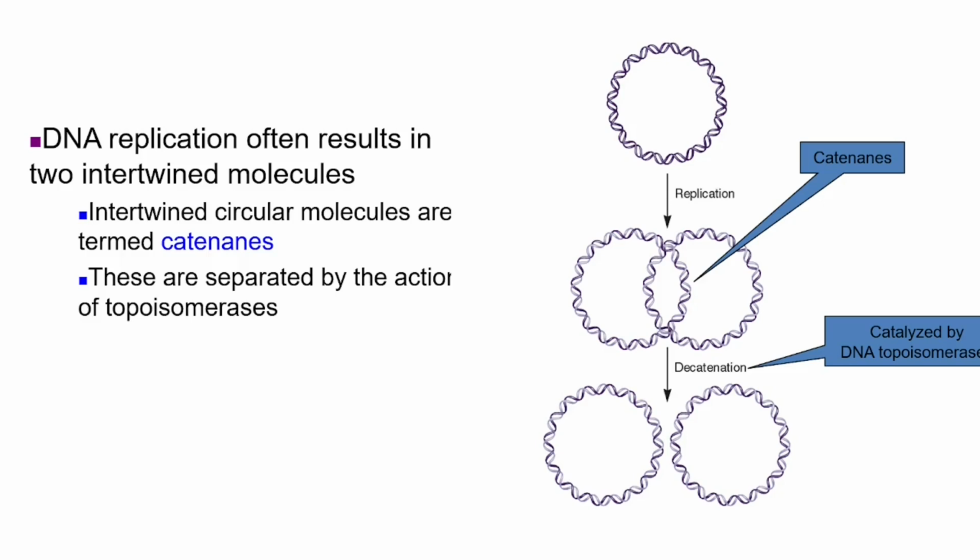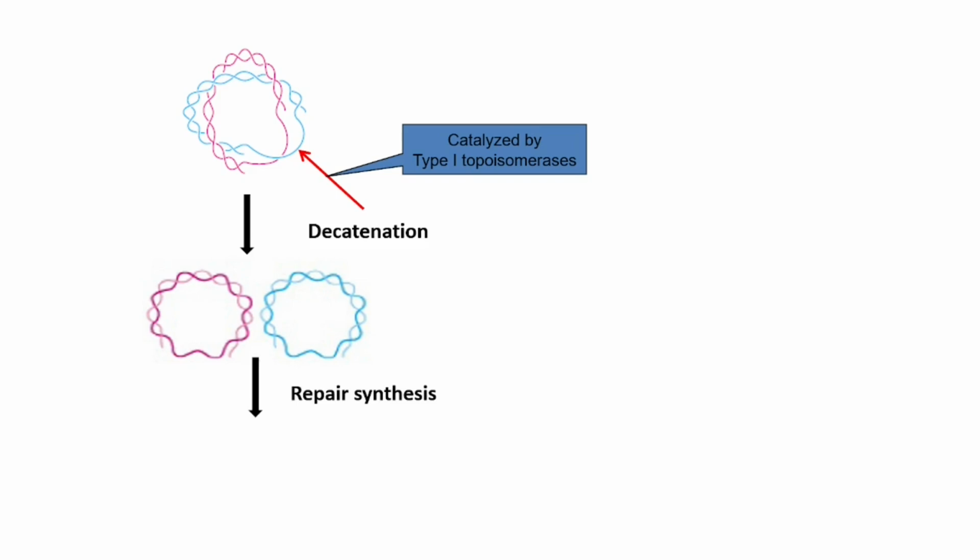If the end result of the termination of replication is two incompletely formed daughter duplexes interlinked to each other, then they can undergo decatenation first. For this, a single-stranded nick is required, and this can be brought about by type 1 topoisomerases. The two incompletely formed daughter duplexes get separated. This is then followed by repair synthesis so as to yield two completely formed daughter duplexes.